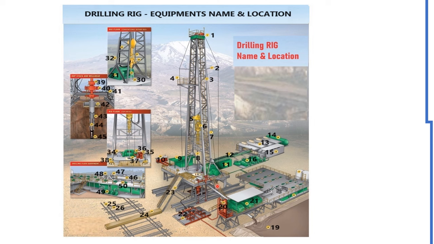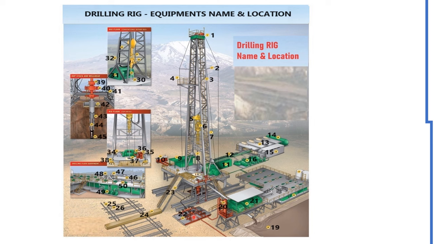Now we are here at number 20. This is the red one, mud gas separator. Now this is 21. This equipment is called the shale shaker. Shale shaker, the green one. Okay, the shale shaker.